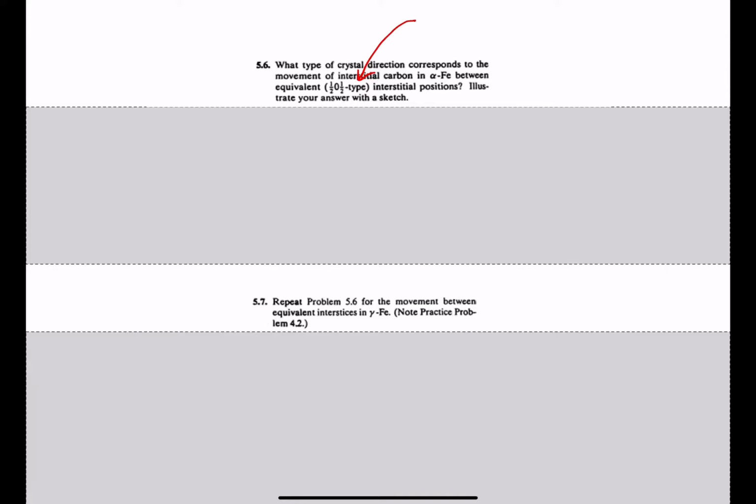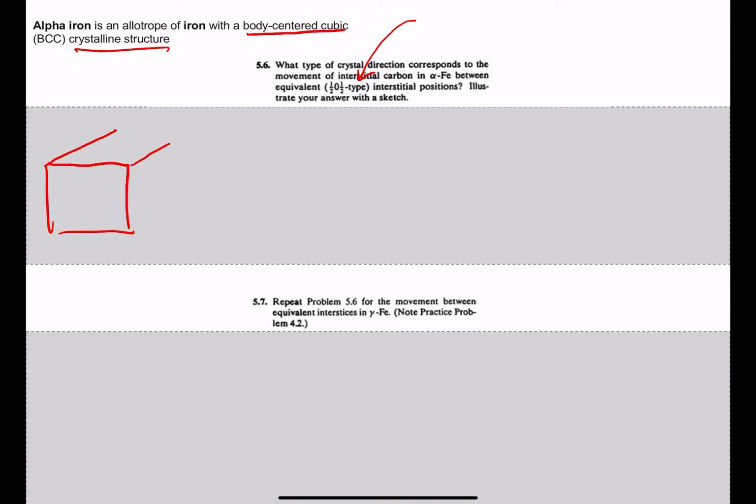And so to help us, as we've seen alpha iron before, but we recall that alpha iron is an allotrope of iron, and it is the body-centered BCC crystal structure here. So when we think about this, let's just remind ourselves what that looks like. Okay, so body-centered cubic, in the middle of this is an atom, and at the faces, therefore, we see eighths of atoms of iron which do not touch.